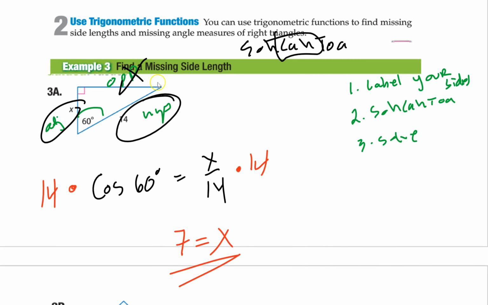So that's all we're going to do. We're going to label the sides. You can do it in your head or write it out. And then you go, okay, which one do I need? So SOHCAHTOA. Put that one and just solve it.